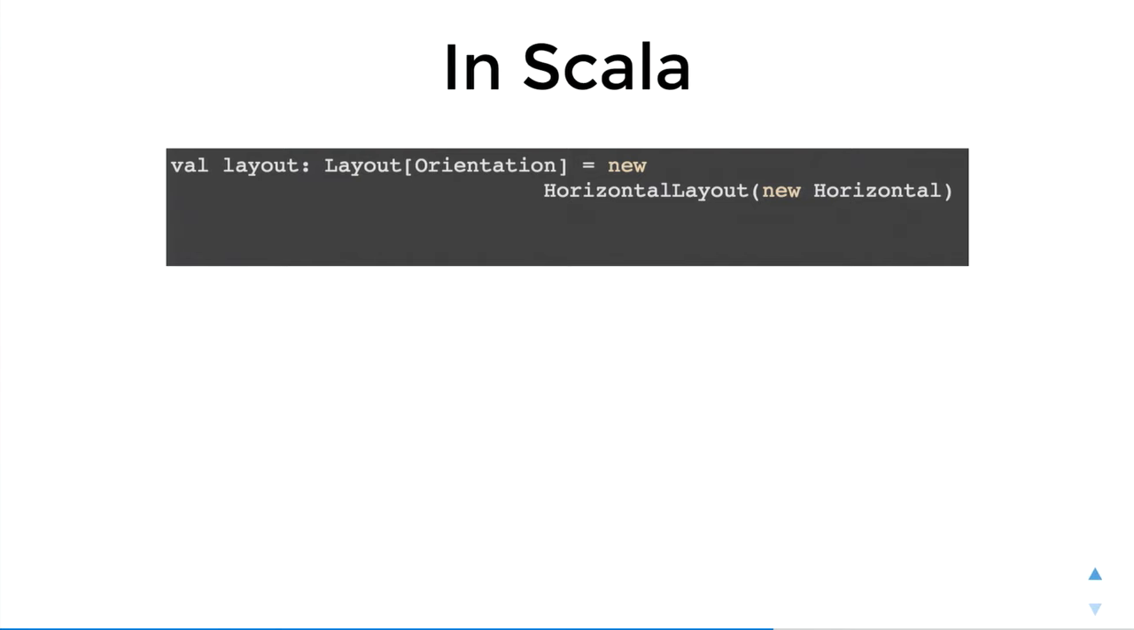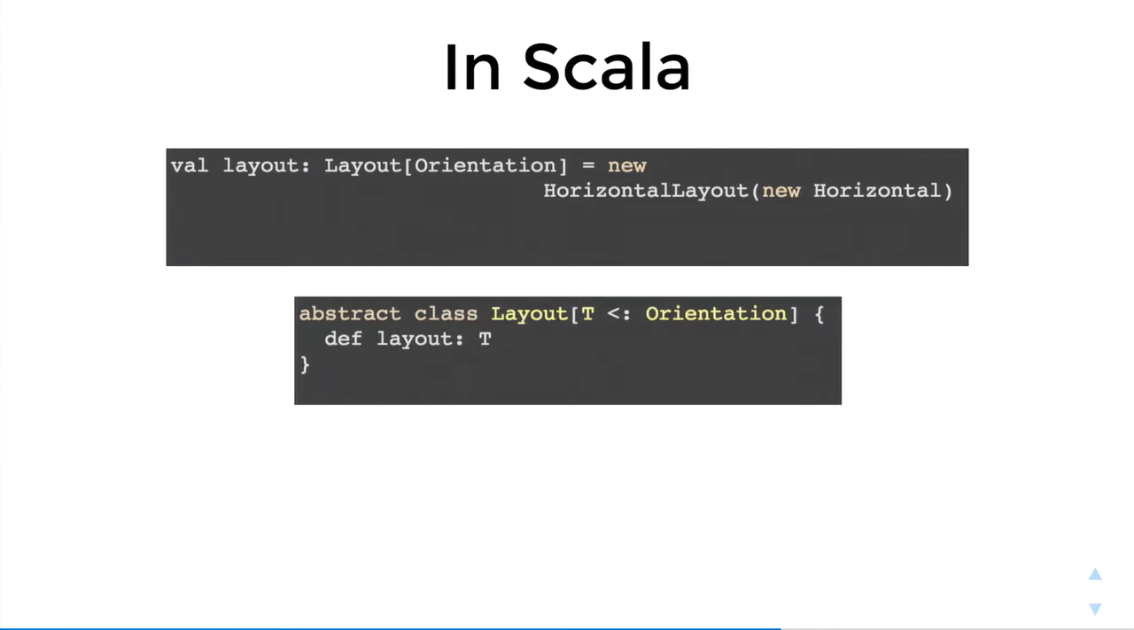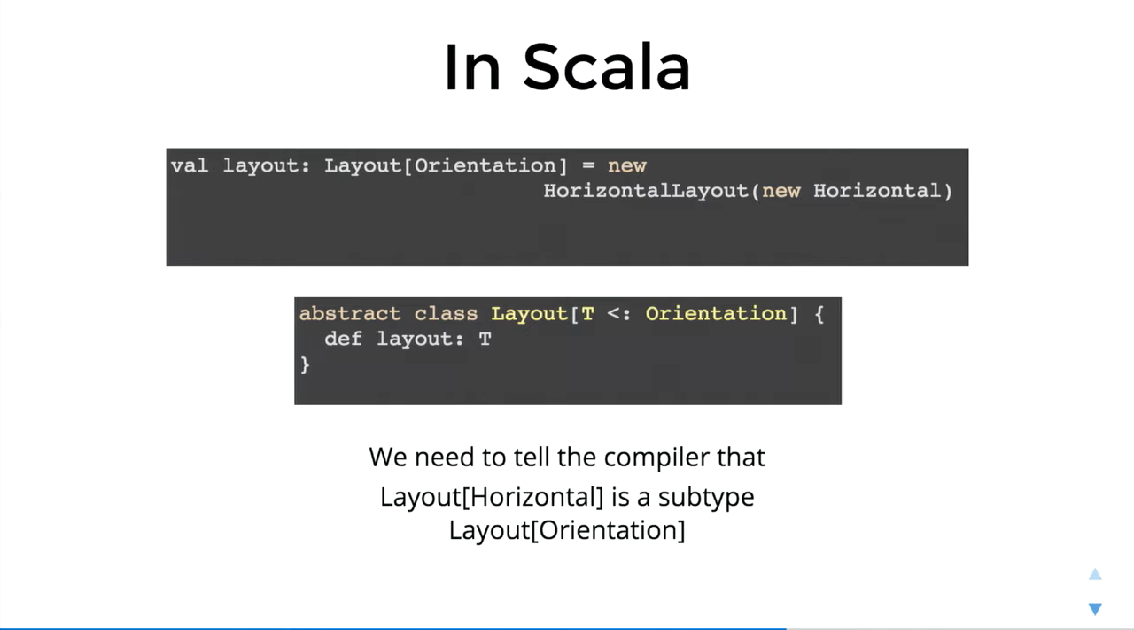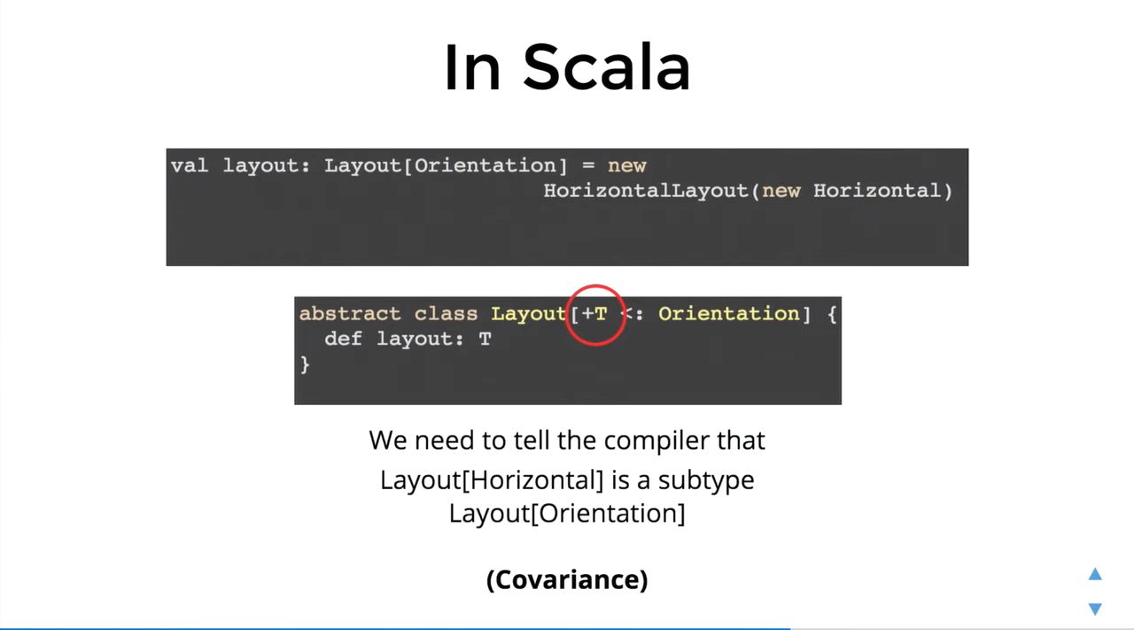Why does it happen? It turns out that telling the Scala compiler that T is going to be a subclass of orientation, or orientation itself, is not enough. We need to tell the compiler that layout horizontal is a subtype of layout orientation. We need to give this extra information to the compiler. Otherwise, the compiler will not know what to do. So we need to add the plus sign here. And that's what we call covariance. It's a beautiful name. Lots of people like talking about covariance and things like that. But that's the idea of covariance.